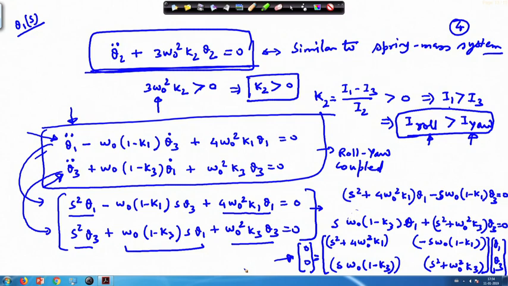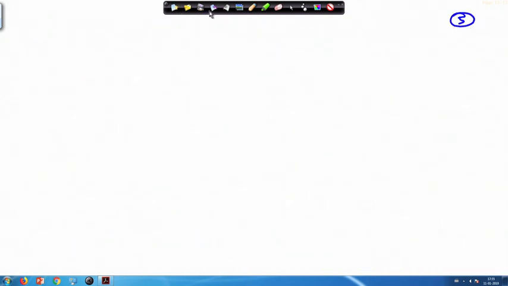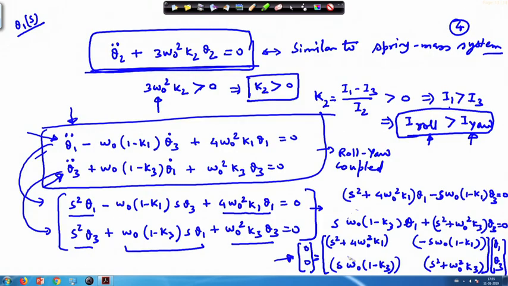Now, for the non-trivial solution, its determinant must be 0. So, on the 5th page we have: for its determinant to be 0, s square plus 4 omega 0 square k 1, times s square plus omega 0 square k 3, minus omega 0 s times (1 minus k 1), times omega 0 s times (1 minus k 3).